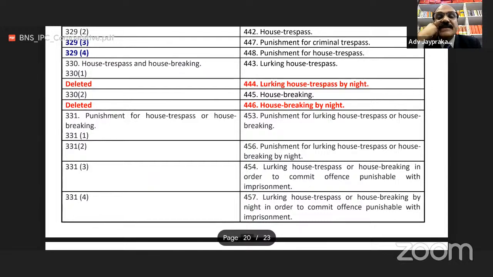And house breaking by night is deleted now. It does not mean that if you are house breaking at night, it is now deleted from BNS. No, they have covered it in the above definition. House breaking, you break a house at daytime or midnight, or evening or morning also. There is no classification. House breaking is house breaking. So they have merged it in one section.